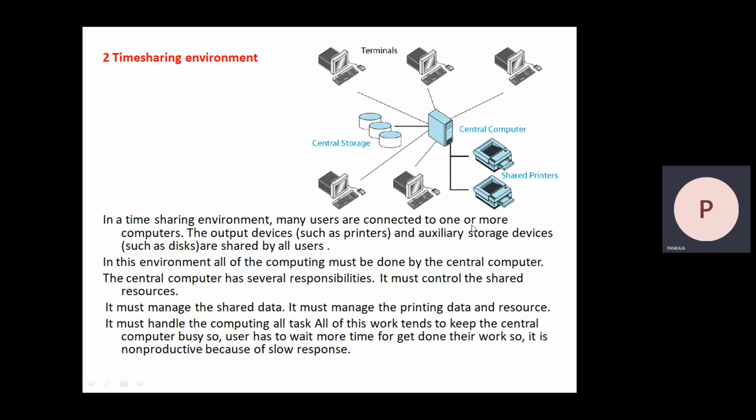So that is many users connected to one or more computers. The output devices, for example a printer, and storage devices, and all the components you can see here in the blue color, are all shared by multiple users. So this is one type of environment where you can use the Unix operating system.